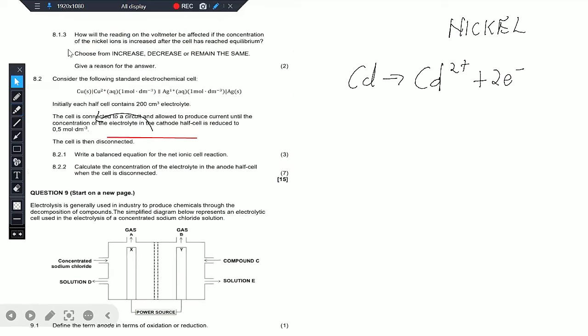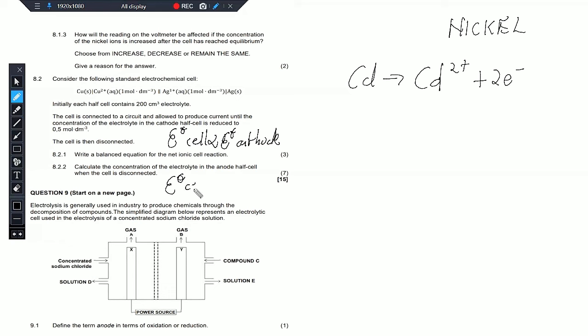Okay, now let's move to 8.1.3. It says, how will the reading on the voltmeter be affected if the concentration of the nickel ions is increased after the cell has reached equilibrium? I did state that if they are increasing the concentration on the cathode side, then it leads to our E cell increasing, because E cell is directly proportional to the E cathode. Even if you look at the formula, E cell equals E cathode minus E anode, and whenever you increase the cathode, the E cell has to increase as well. So our answer to 8.1.3 is supposed to be increase.